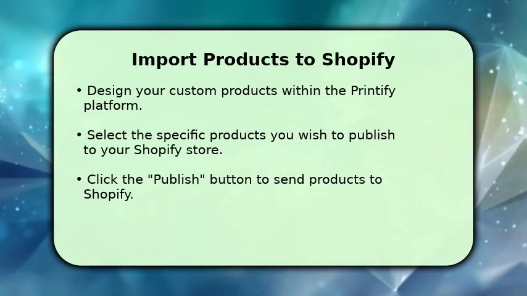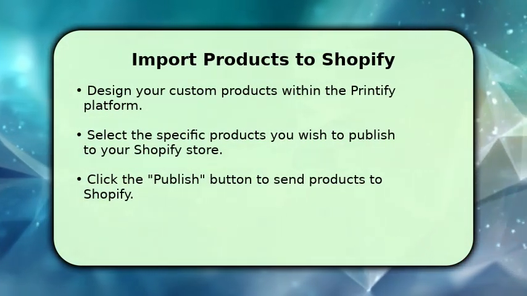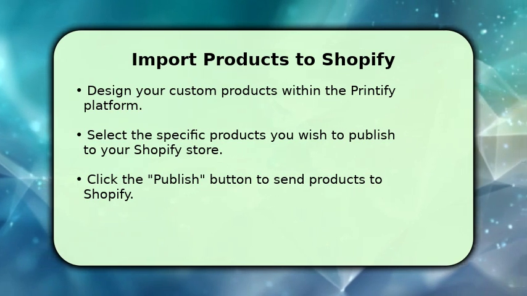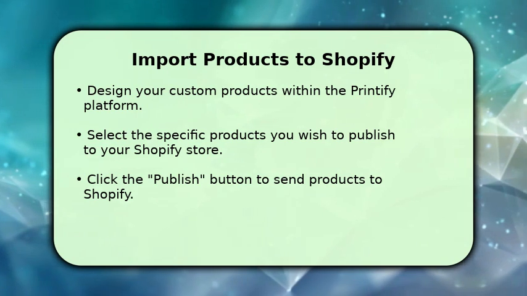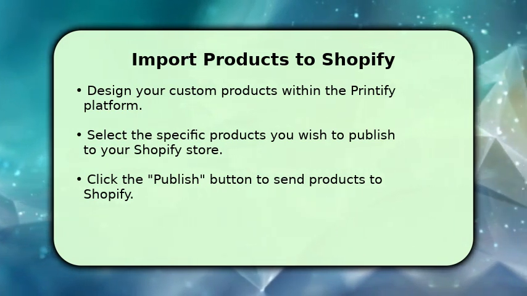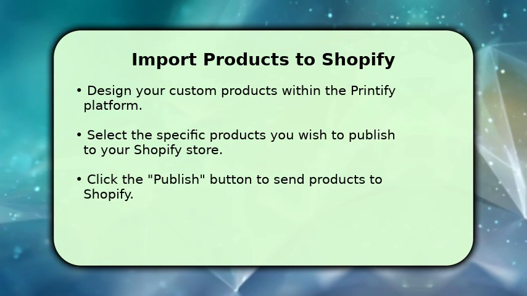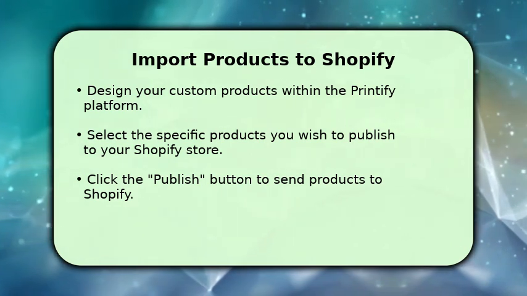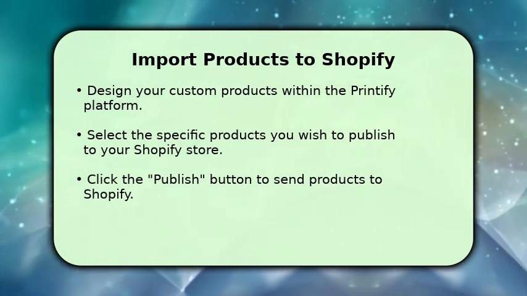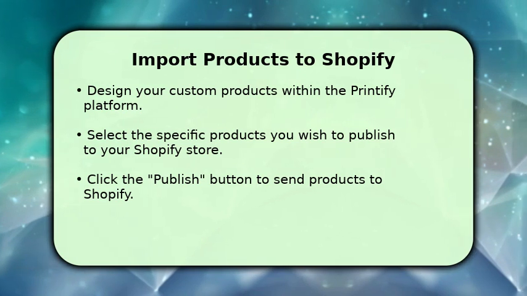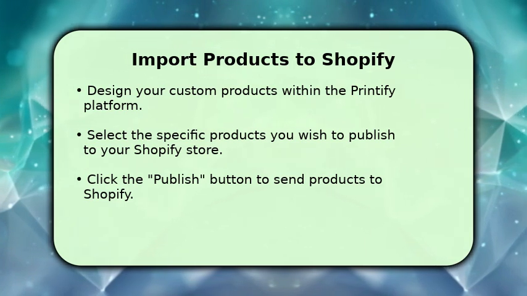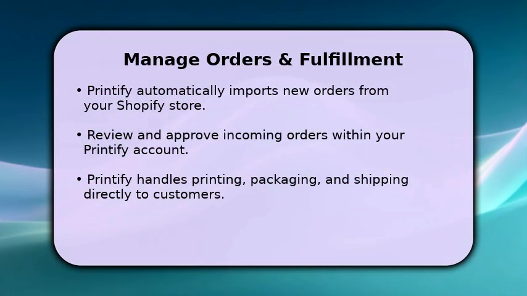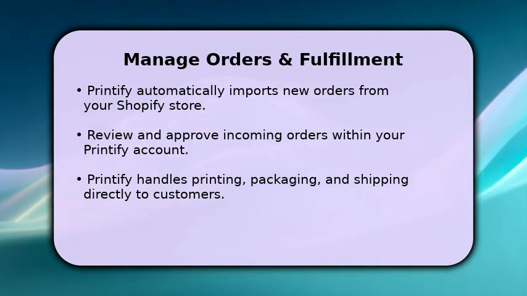With your stores connected, you can now design your custom products directly within the Printify platform. Once your designs are perfect, navigate to your product list in Printify. Select the specific products you want to offer in your Shopify store. Finally, click the Publish button. This action will automatically transfer your chosen products, including their descriptions and images, directly into your Shopify product catalog, ready for your customers. After your products are live, Printify seamlessly integrates with your Shopify store to manage orders.